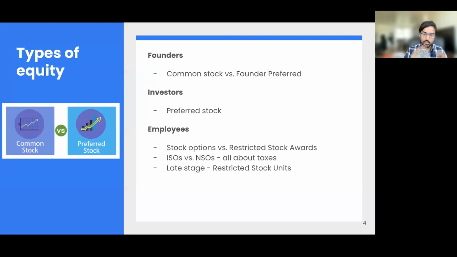But at a high level, the way we like to break it down is, what type of equity does each bucket of people have? Like, what should founders be concerned about? What should investors be concerned about? And what should employees be concerned about? These are your three personas that are involved in your equity ecosystem.